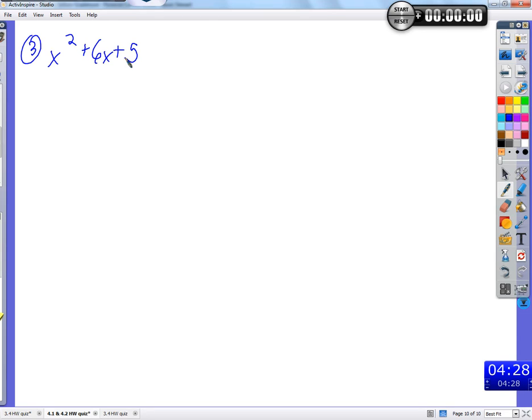So we talked about this. What makes a factor a factor? Because it's going to get multiplied by another factor. Right? So what we're going to have is something times something else.